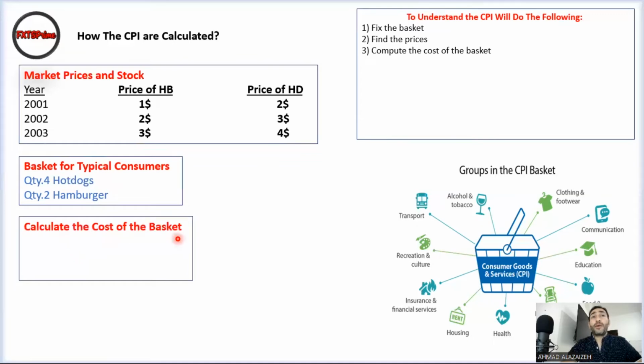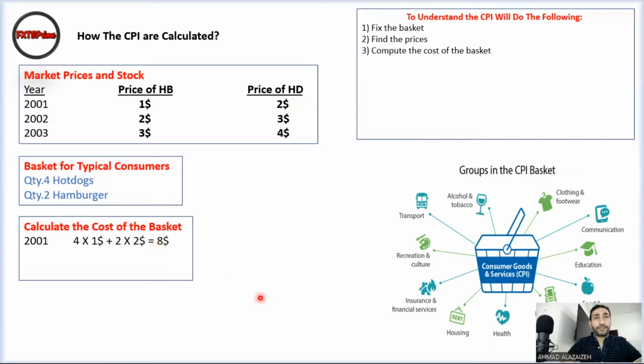So to calculate the cost of the basket, you need to know in 2001 what was the price for the hamburger and what was the price for the hot dog. We said that the typical consumer will consume 4 hamburgers and 2 hot dogs. So let's calculate the cost of the basket in 2001: 4 hamburgers multiplied by $1 in 2001 plus 2 hot dogs multiplied by $2 in 2001.